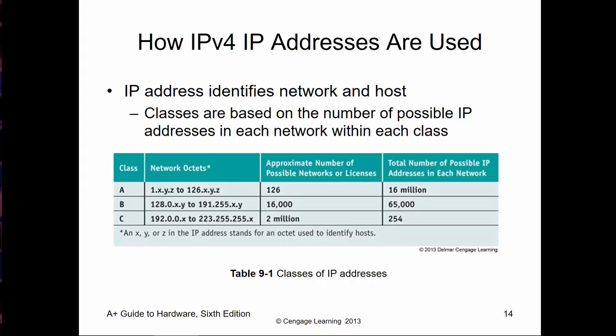With class A, you could have a total of 126 networks, each network having 16 million hosts. With class B, you could have 16,000 networks, each of those networks consisting of 65,000 hosts. And lastly, you could have 2 million class C networks, each of those networks having 254 hosts.